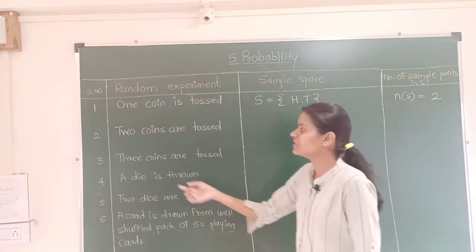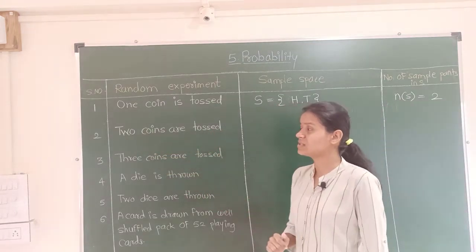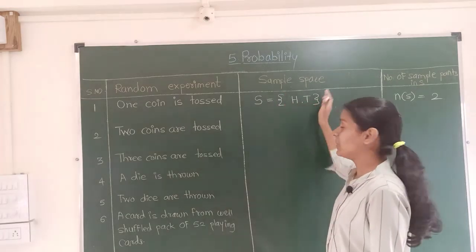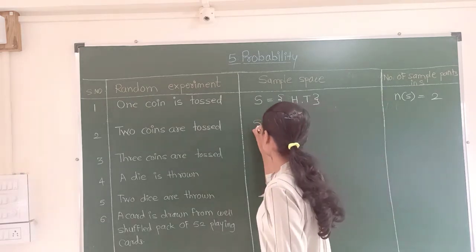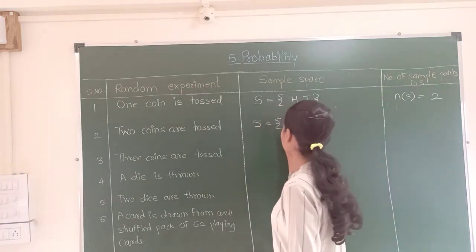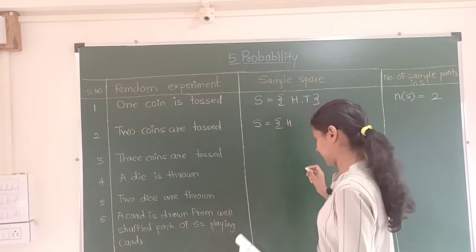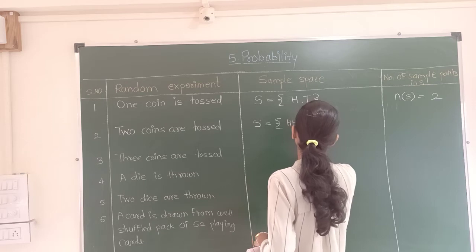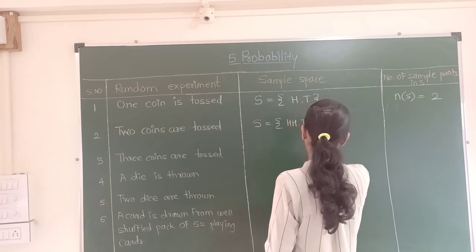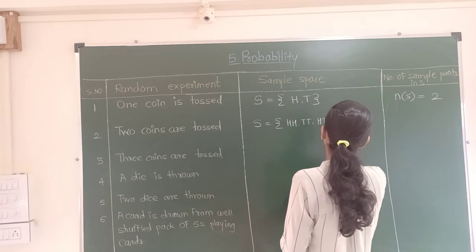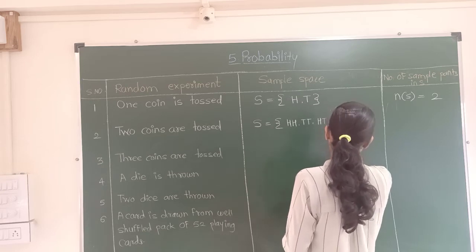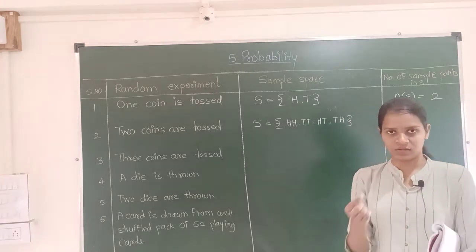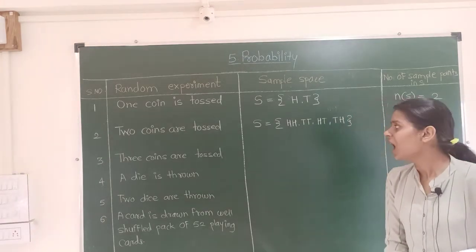Now next we will see 2 coins are tossed. Suppose in the random experiment 2 coins are tossed, then what will we write as the sample space? Sample space is denoted by S. Keep in mind, in the curly bracket we will write HH, TT, HT, or TH. Clear? Suppose we are tossing 2 coins.